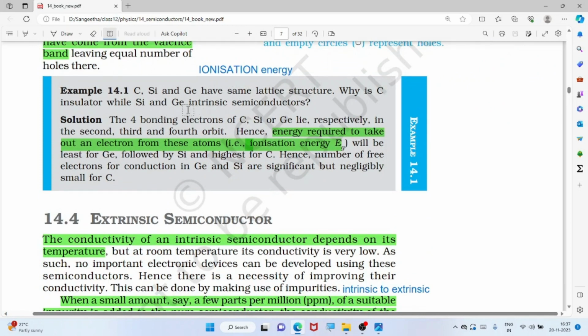Carbon, silicon and germanium have the same lattice structure. All have the same number of valence electrons, but carbon is an insulator while silicon and germanium are semiconductors. They are asking why. The 4 bonding electrons of carbon, silicon and germanium are respectively in the second, third and fourth orbit. All 4 valence electrons, but they are in different orbits.